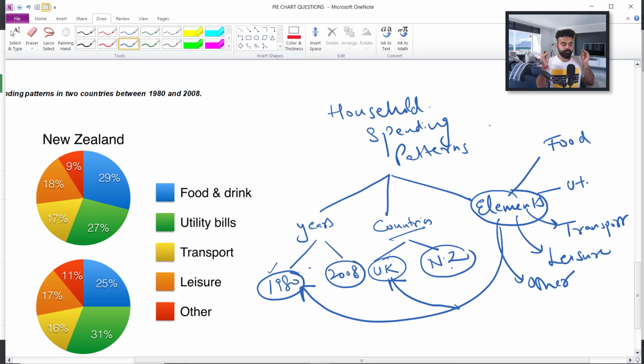Okay, so now how to write the overview looking at this hierarchy. So overview is the most important paragraph of your report. Okay, it's like the backbone of your report. Now I'm not going to go into detail about how to write an overview while writing your report.